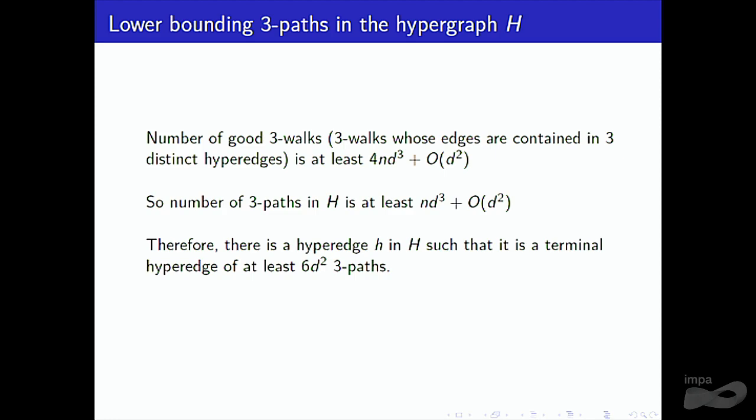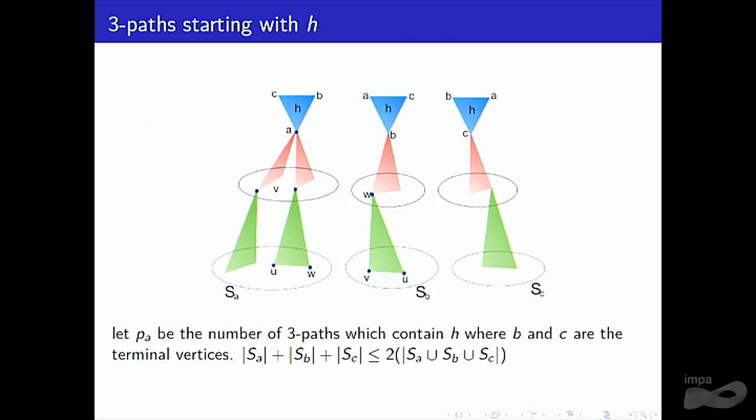So if you do the calculation, we will get that there is a hyperedge H from which 6d squared 3 paths start. So let's take this hyperedge H, and we know that many 3 paths start from here. Let's say its vertices are A, B, and C. All the 3 walks have to go either through A, or through B, or through C. So we drew this. These are separate drawings, and there might be vertex repetitions and even hypergraph repetitions.